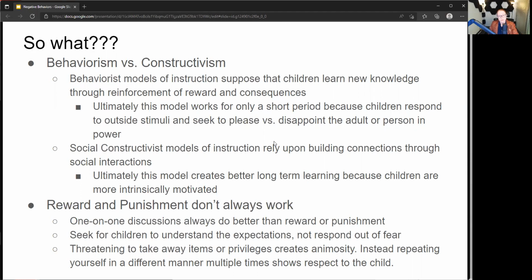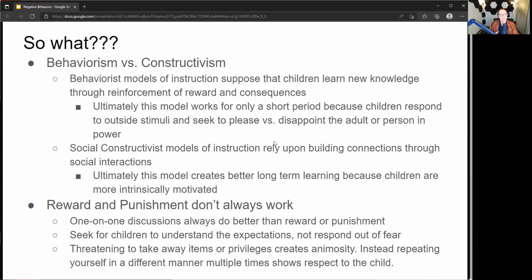The next is to seek for children to understand the expectations, not just respond out of fear, right? If I just say, stop leaning in your chair. If you don't stop leaning in your chair, I'm going to take away your game privileges. If you don't stop leaning in your chair, I'm going to take away your chair. If you don't stop leaning in your chair, I'm going to call your mom. There's always consequences. And we'll notice that a lot of times kids will call your bluff and they will keep leaning in the chair, right?